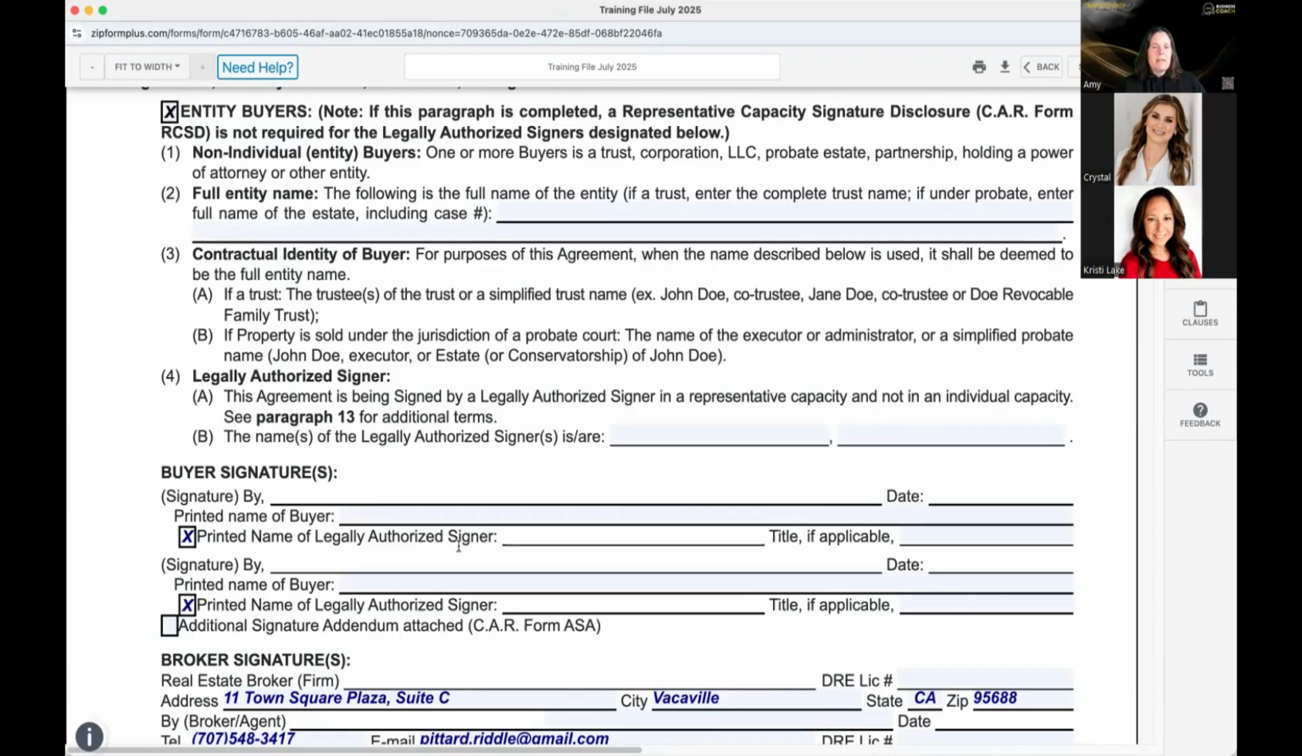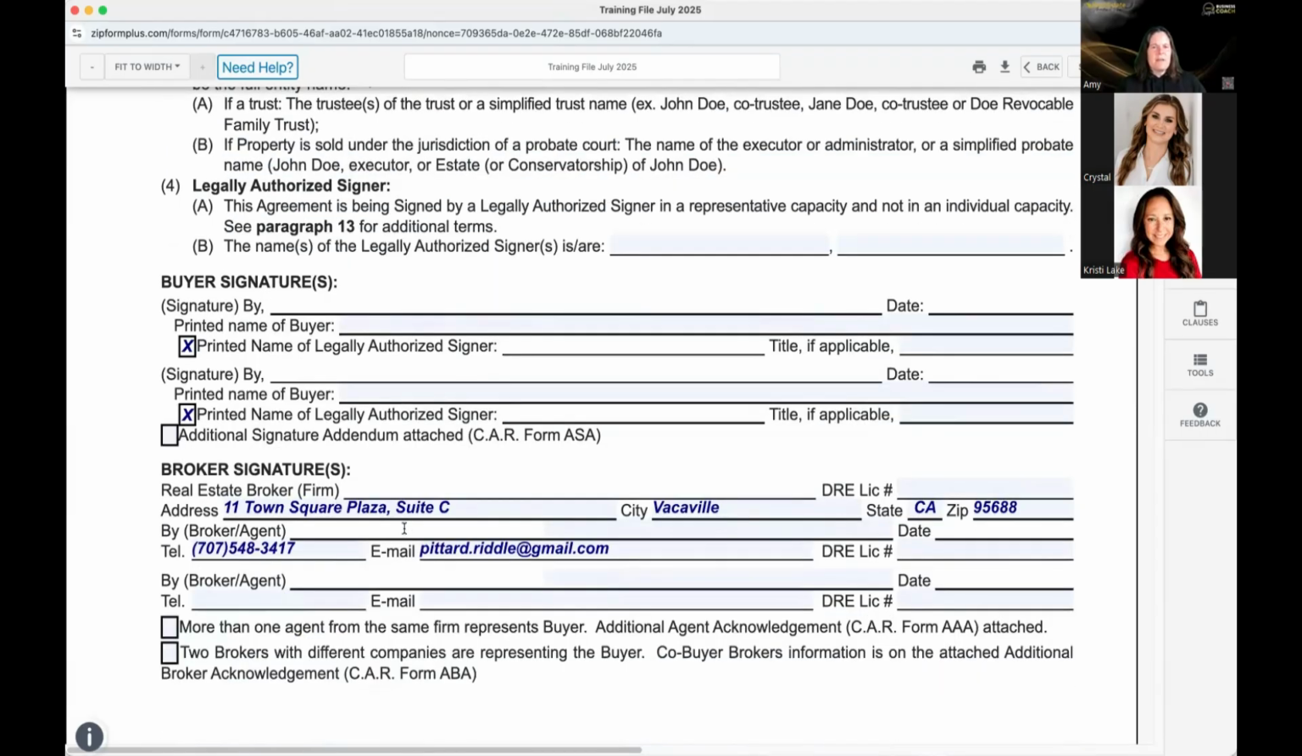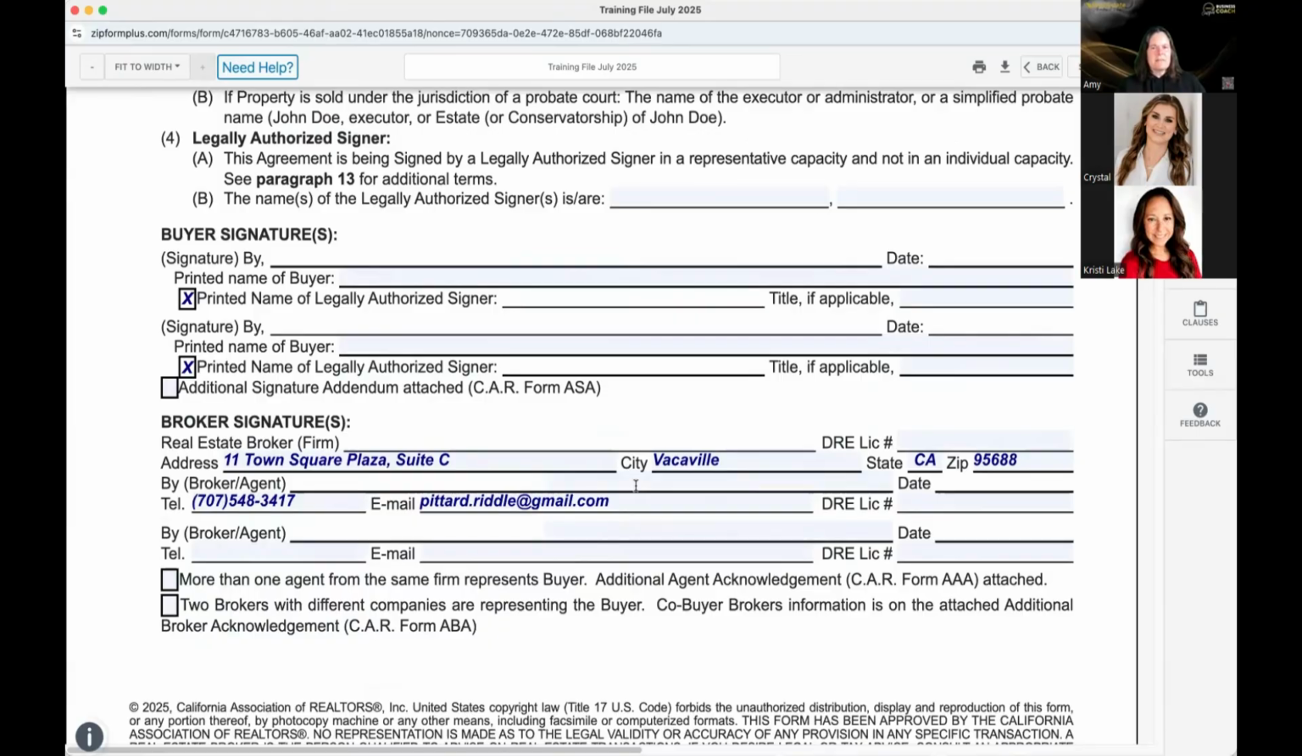Okay. And then you've got broker's signatures here. This is where you're going to fill out all this information and sign here. Okay, this is where your signature is going to go right here. Okay, if there's more than one agent, there's 2 lines for agents as well.